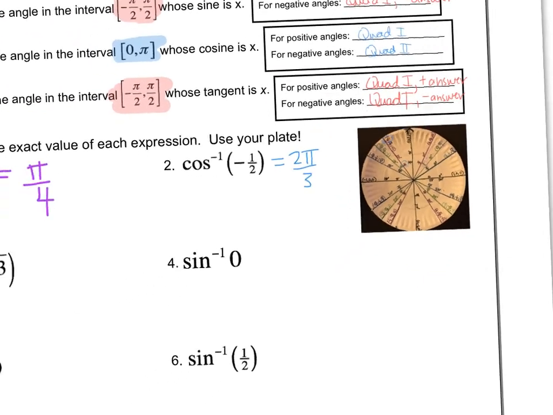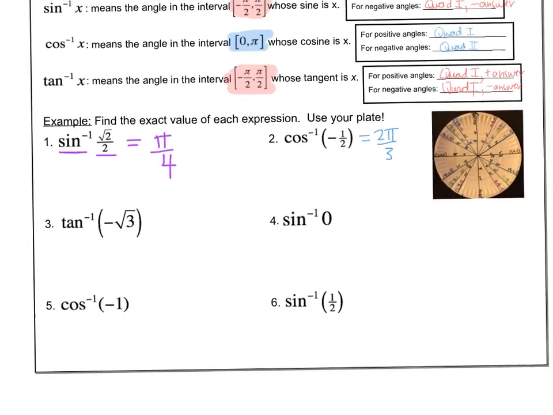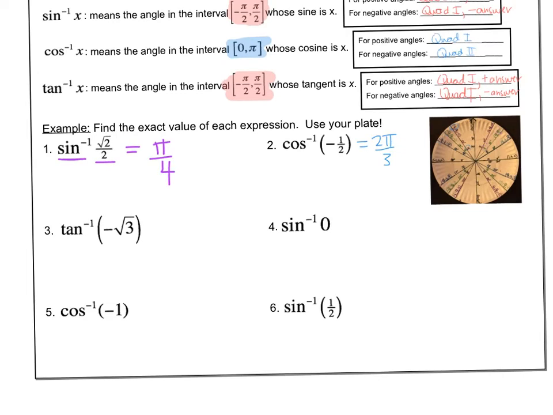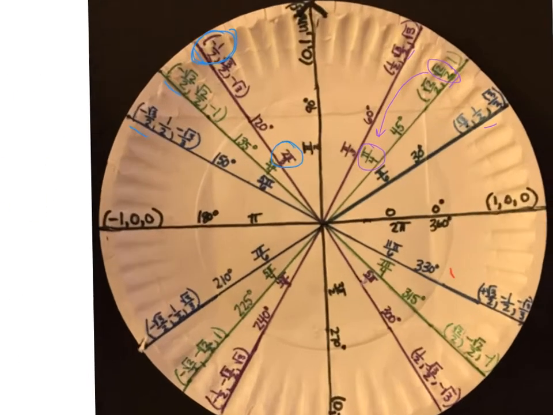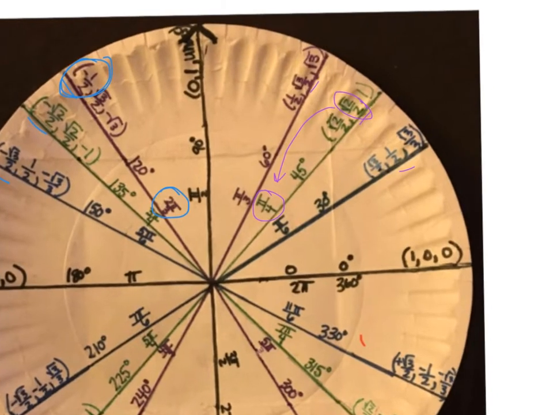All right, let's look at the next one. So it's tangent, so we're going to be looking at the last one in the row. We want tangent to be negative radical 3. So when tangent is negative, we still are going to look in the first quadrant, but we're going to give a negative answer. So we're looking at the first quadrant where it would be positive radical 3/3.